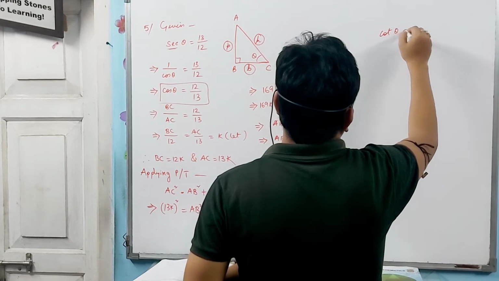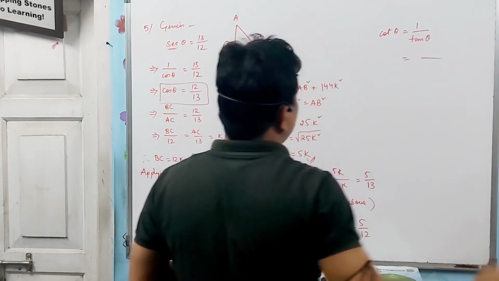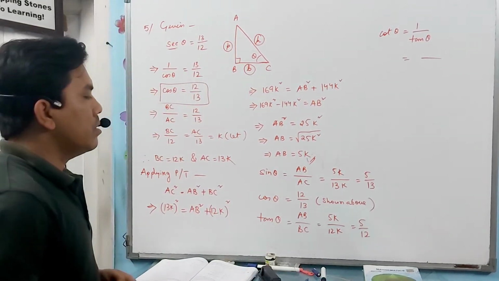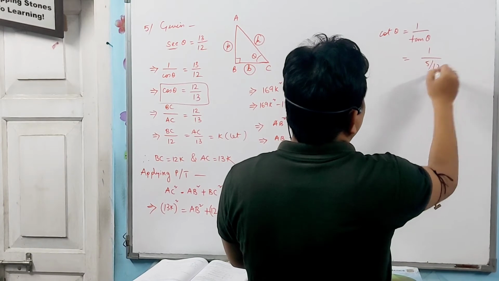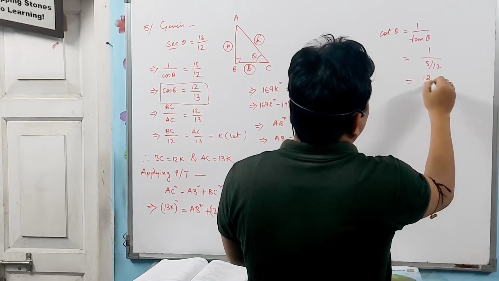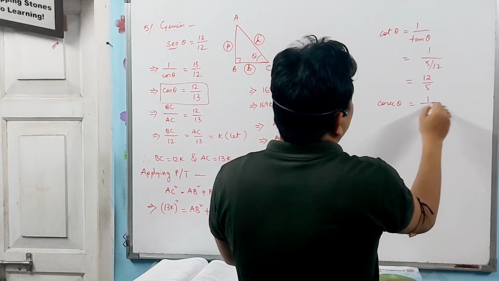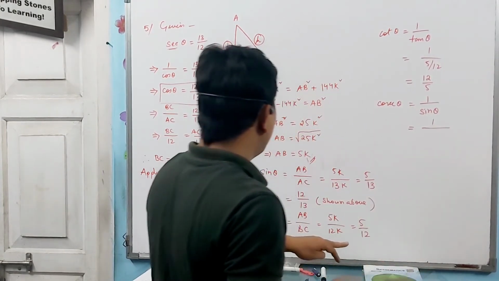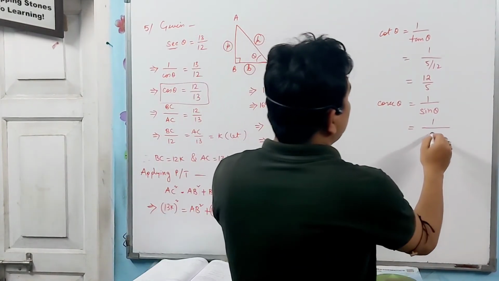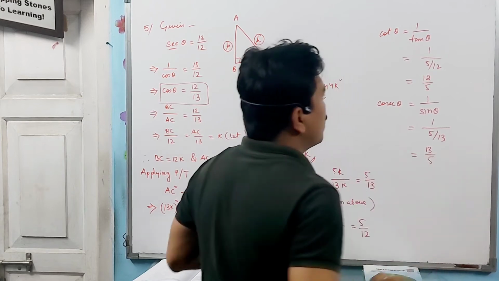Cot theta will be the reciprocal of tan. So tan theta we got already. Tan theta we have got already is 5 by 12, no? Just put the value. 5 by 12, what we got? 12 by 5. And finally cosec. Cosec theta is the reciprocal of sine theta. So sine theta we already got the value as 5 by 13. Just put the value as 5 by 13 and we got 13 by 5.